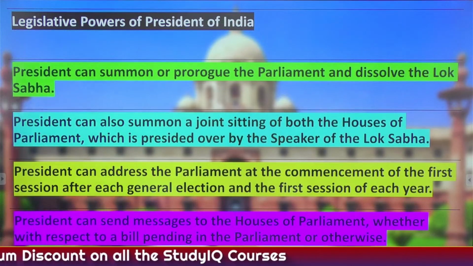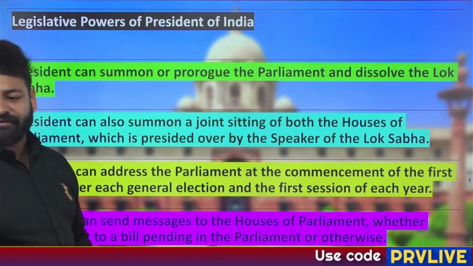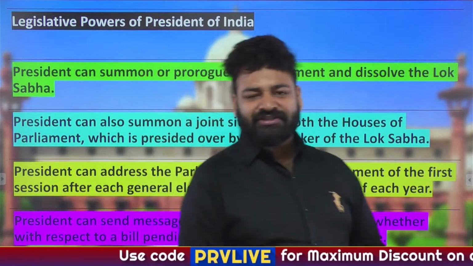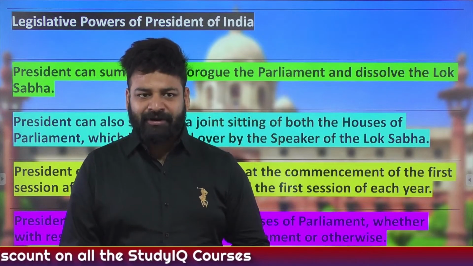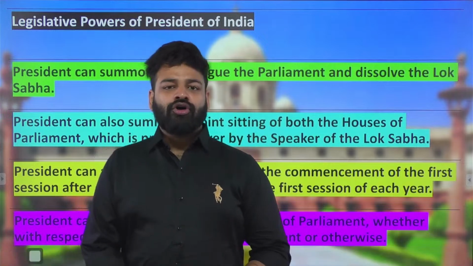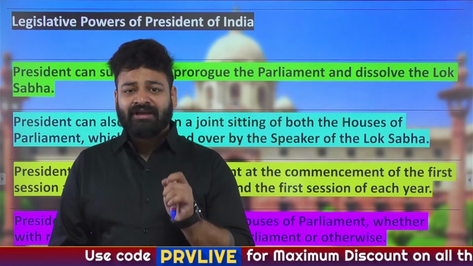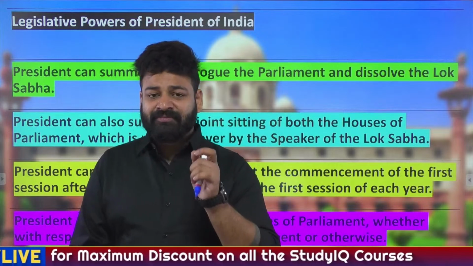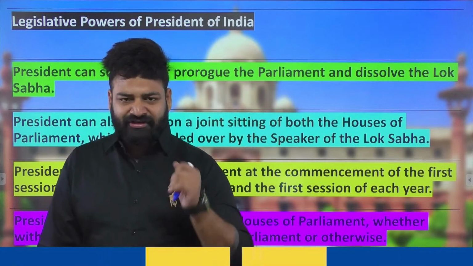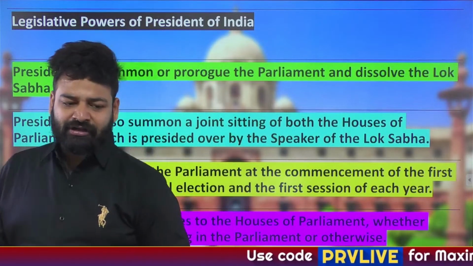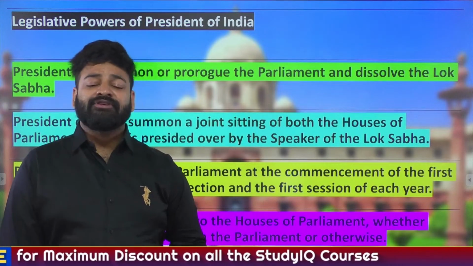Next, the President can address the Parliament at the commencement of the first session after each general election and the first session of each year. So let's say fresh elections happened last year, June 2024, and the first session happened in July 2024. Whenever the first session of Parliament happens after general elections, it will be addressed by the Honorable President of India only. And every year, the first session, generally the budget session, is also addressed by the Honorable President of India only.